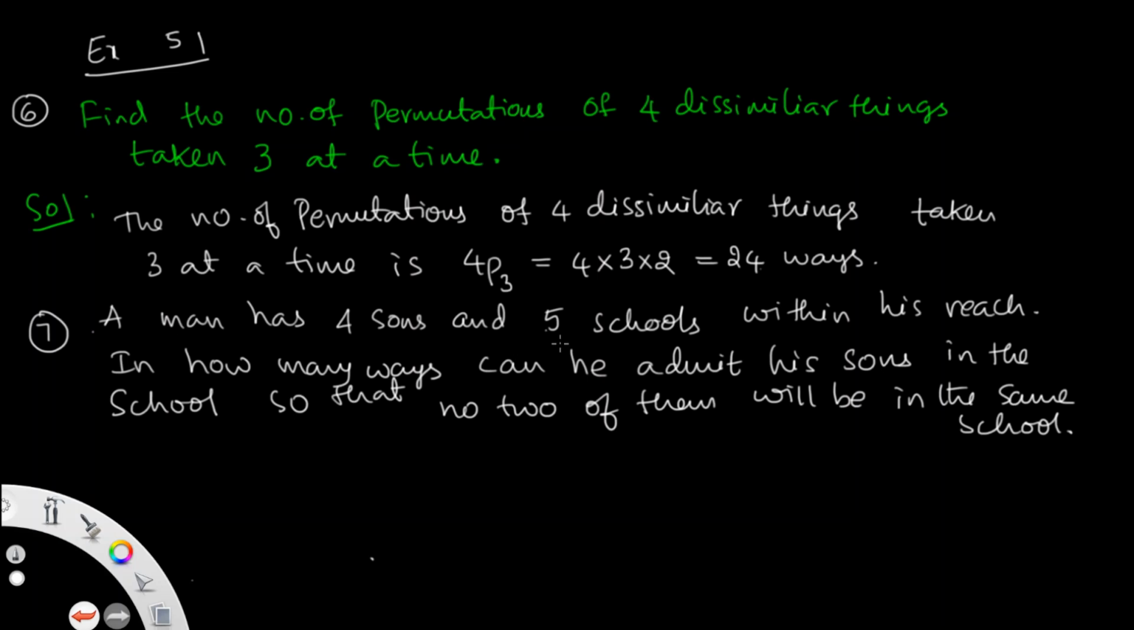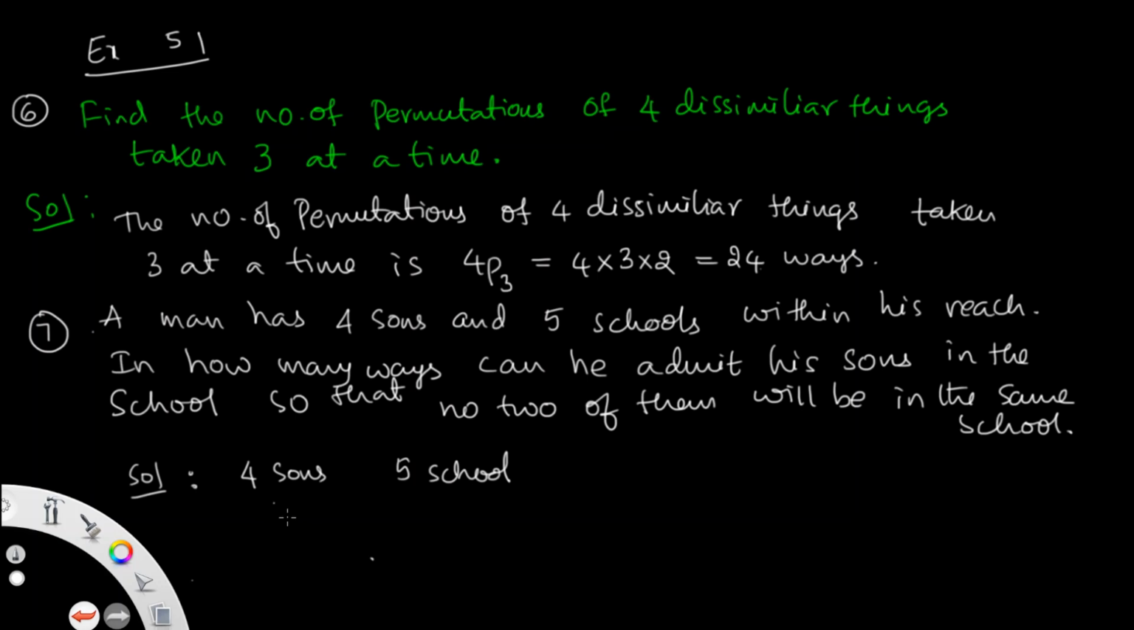So the number of sons is 4 here and the schools are 5. The condition given is that no two of them will be in the same school. So that is nothing but the number of ways of admitting the four sons into 5 schools, if no two of them will be in the same school, denoted by 5P4. Just see how many sons there are: 4 sons, and here 5 schools.